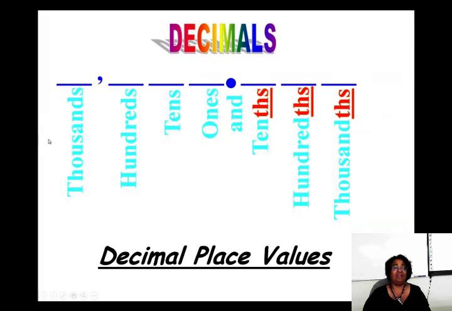Just like over on the other side of the whole numbers, after we have thousands, we have 10,000, 100,000, a million, okay? So it's just to the right. But notice, when we start out on our decimals, we start with the tenths place.